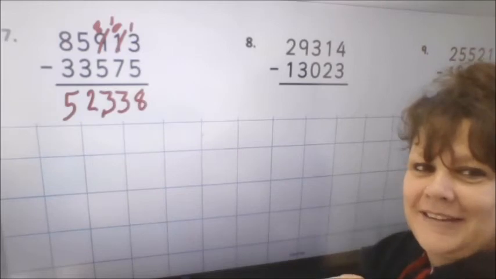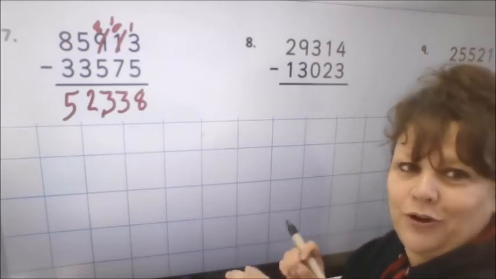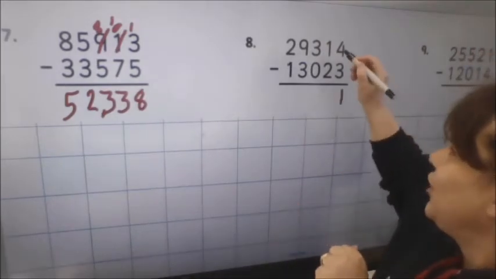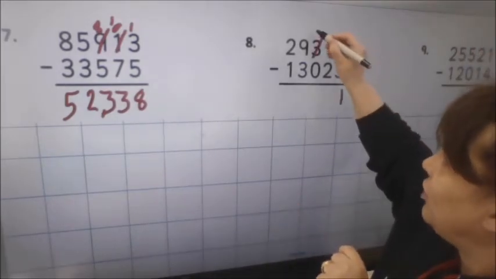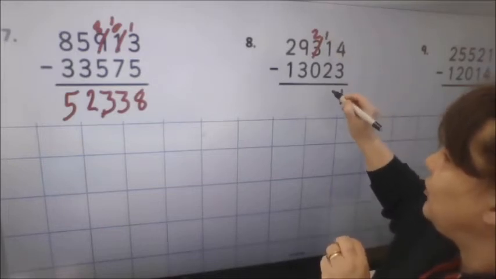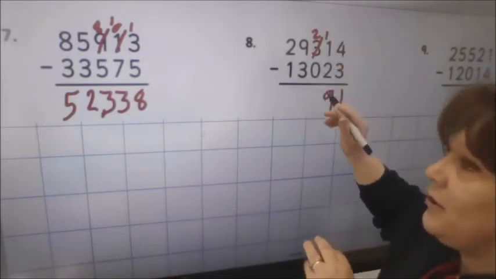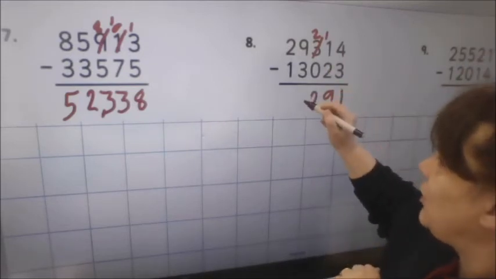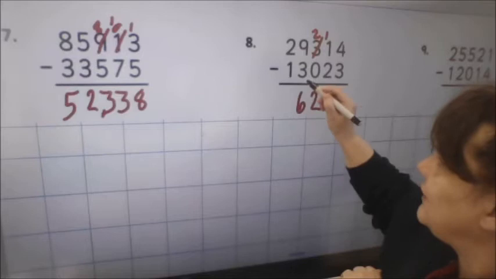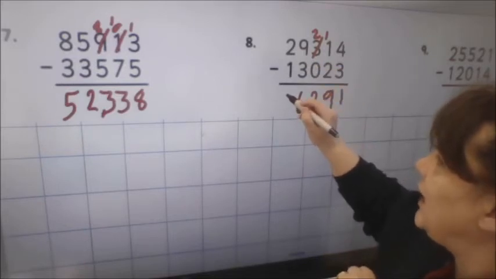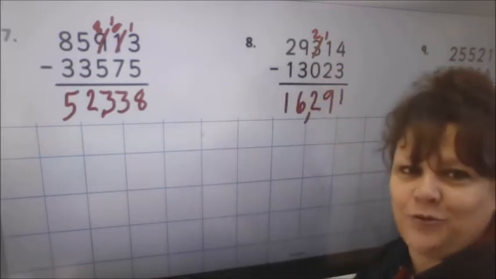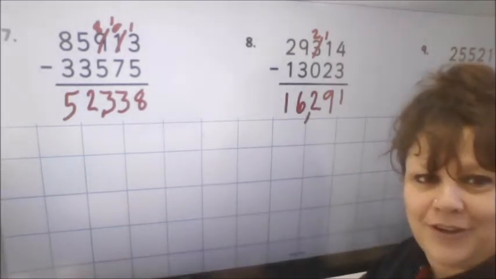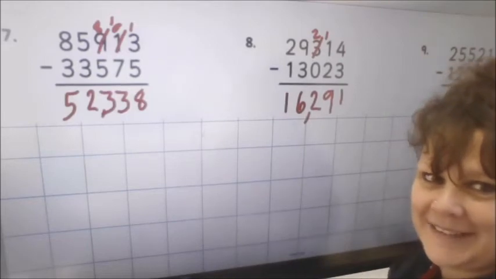And then your last one, let's see if you went out with a bang. We've got 4 out of 4. So 4 take away 3 we can do, so we've got 1 left. 1 take away 2 we can't, so we knock next door. 11 take away 2 is 9. 2 take away 0 we can do because the 2's at the top. So that's 2. 9 take away 3 we can also do, and that's 6. Finally, 2 take away 1 is 1. So we've got 16,291. Did you get all of those correct?